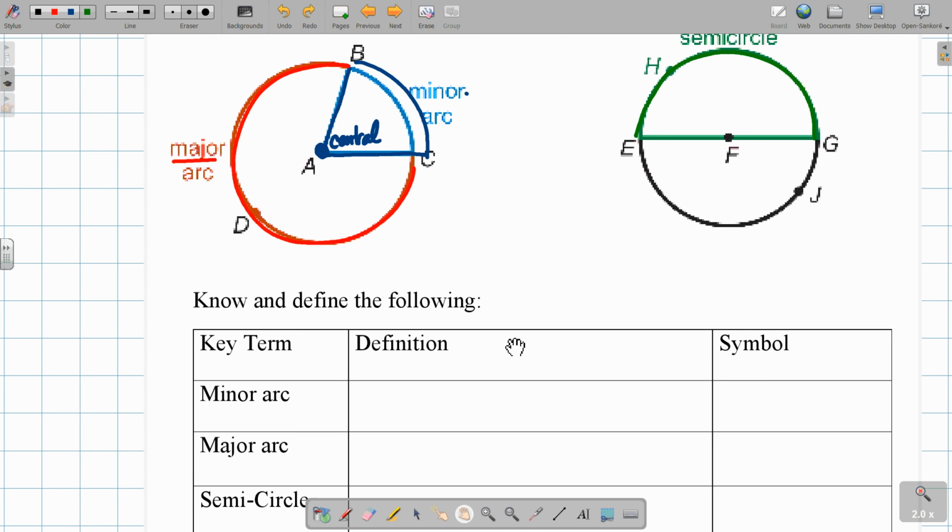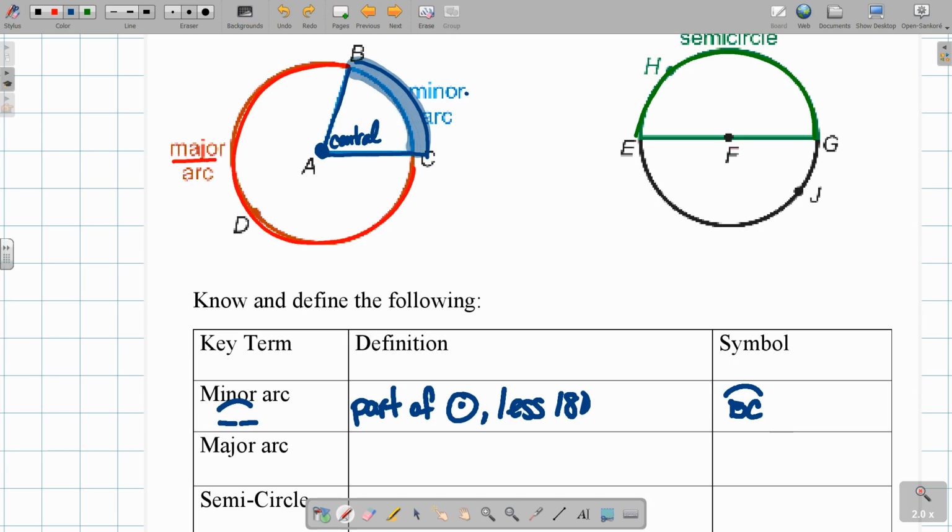So we have specific terms for these. The minor arc, again, that's a piece of a circle less than 180 degrees. So in this, we would say BC is a minor arc, and we only use 2 letters for minor arcs, 2 letters if it's less than 180. So BC or CB would be the exact same thing here.